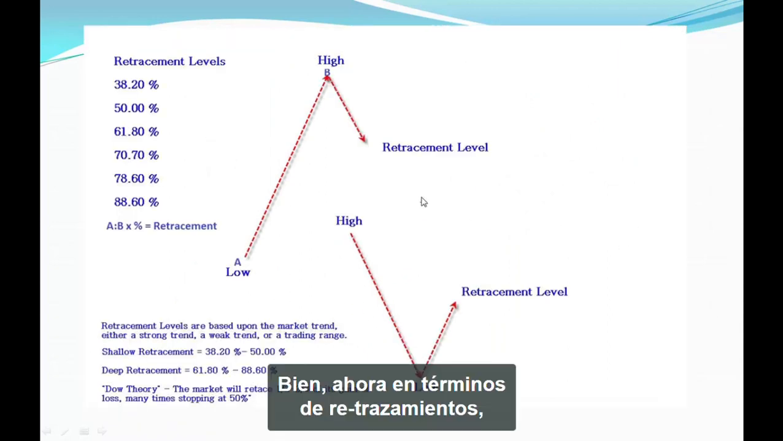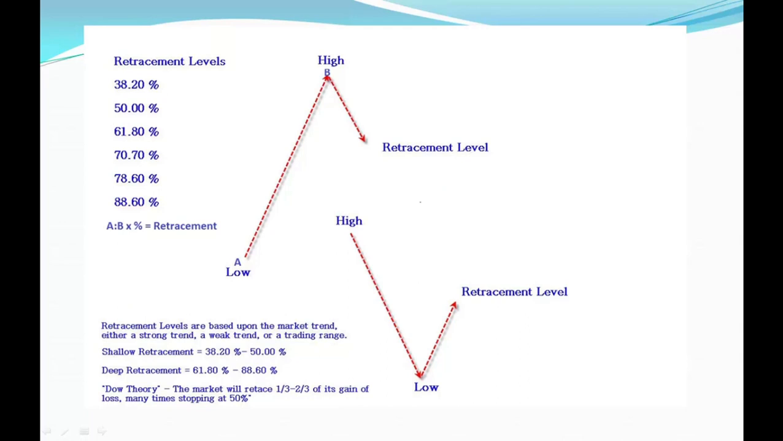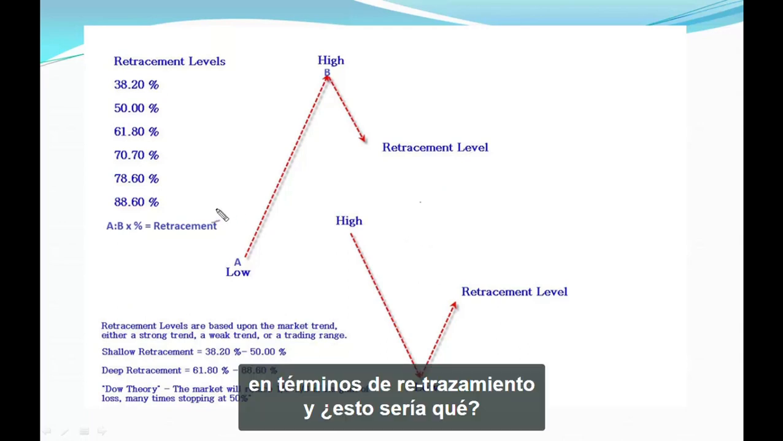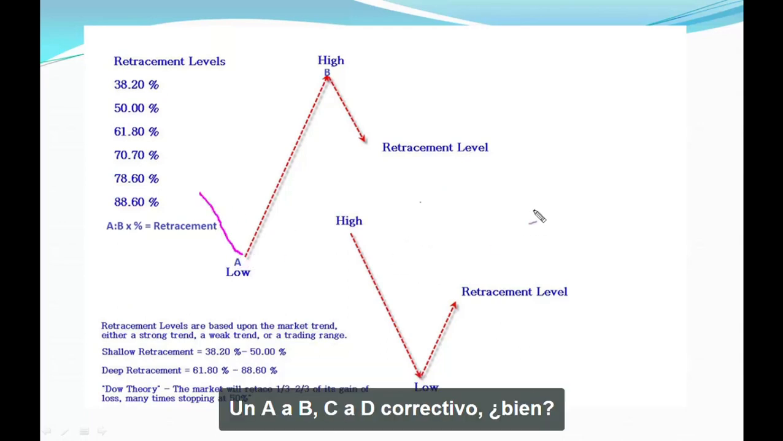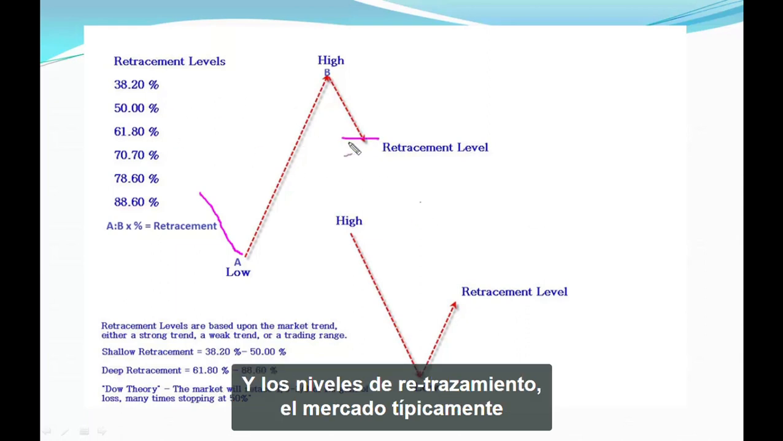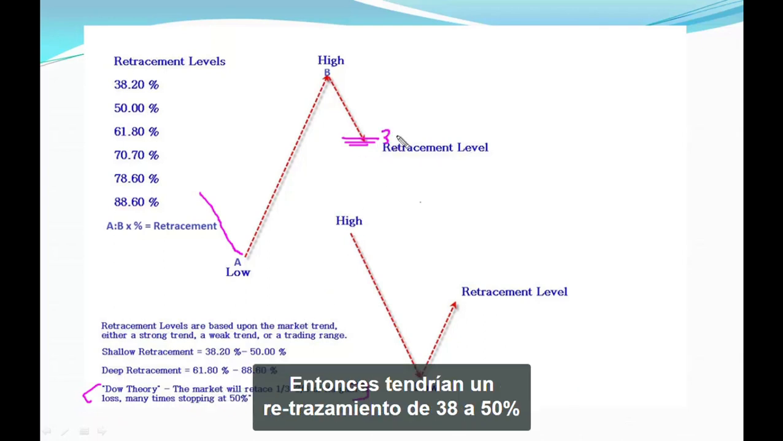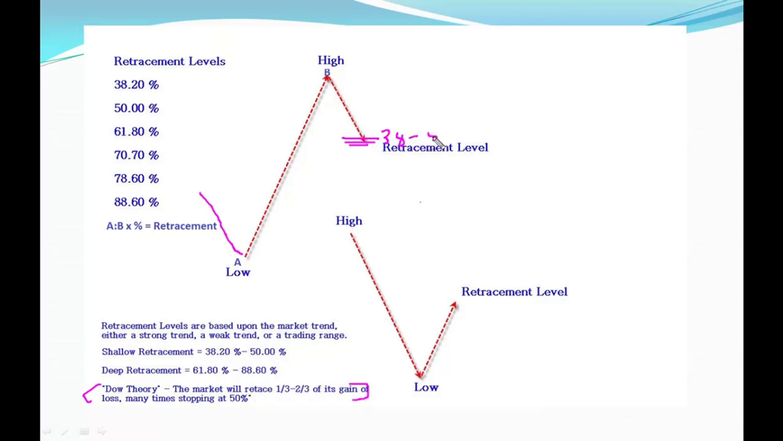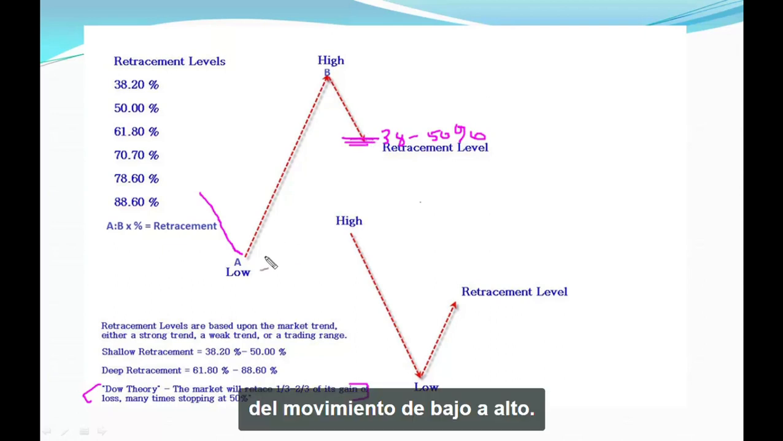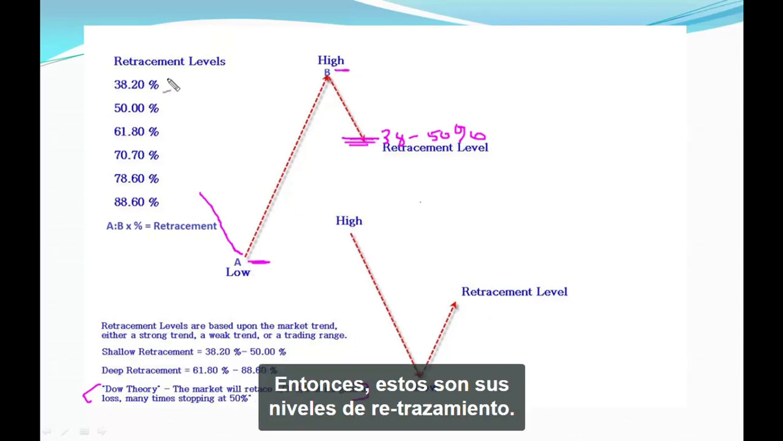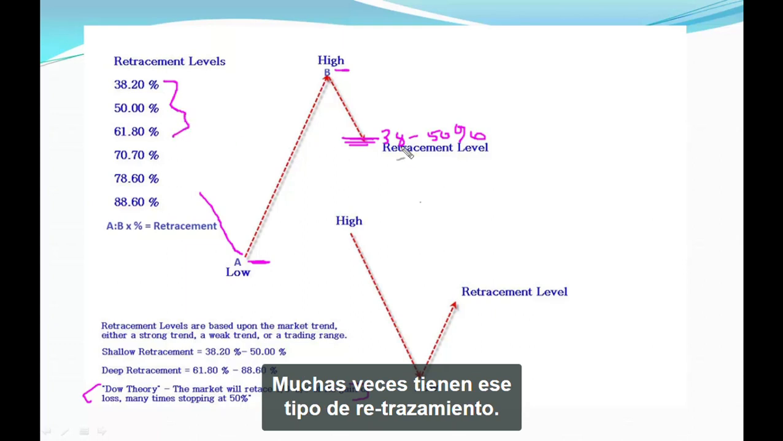Okay, now in terms of retracements, and again, this would be an A to B, C to D corrective. Retracement levels: the market typically retraces one-third right here to two-thirds, many times stopping at 50%. So you would have a 38 to 50% retracement of the move from low to high. So these are your retracement levels. Many times you get that type of retracement.